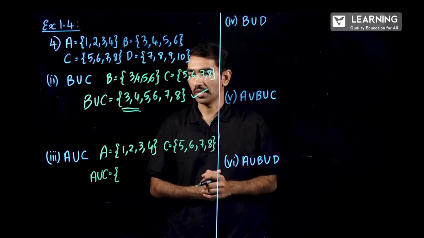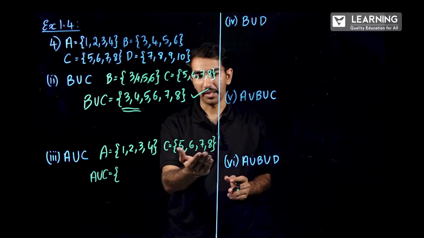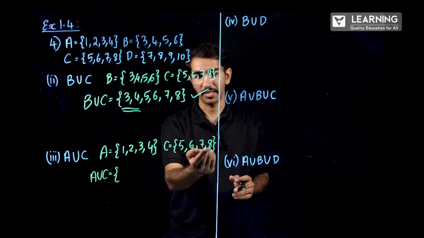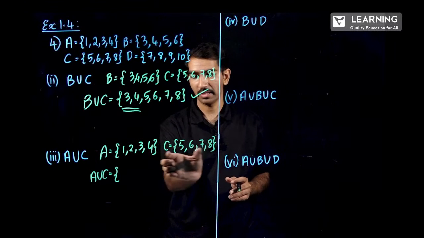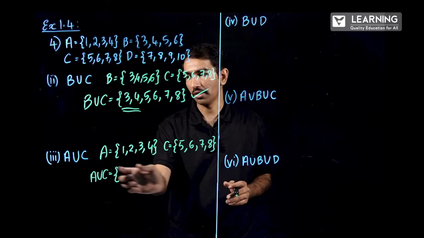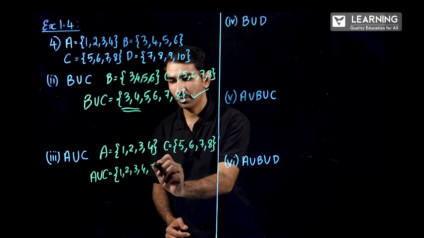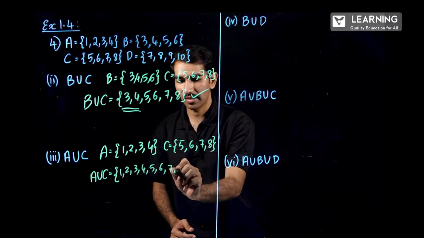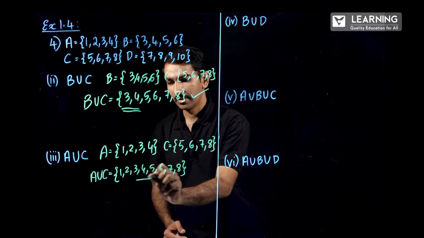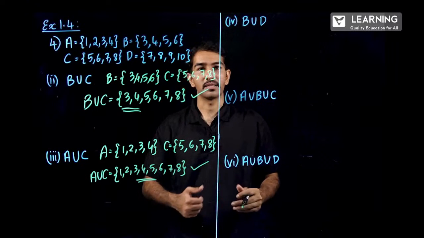So what are repeating, students? None of them are repeating, correct? 1, 2, 3, 4, 5, 6, 7, 8. So we will write this as well as this. That will be the union of A and C. So that is 1, 2, 3, 4, 5, 6, 7 and 8. So this will be your right answer.